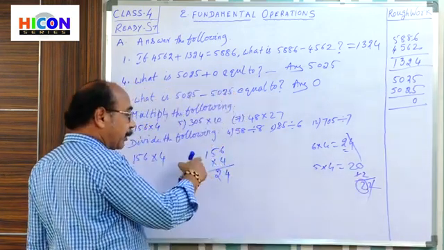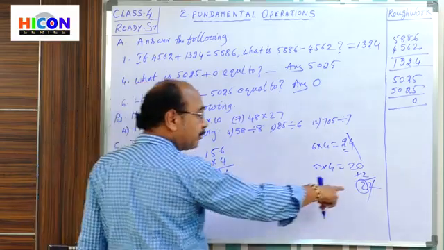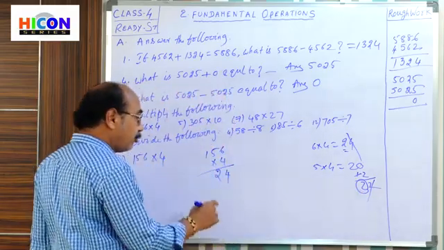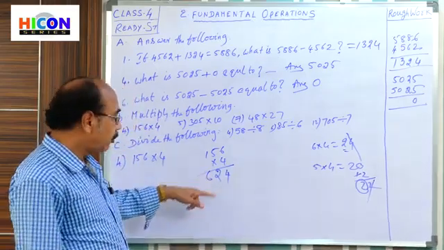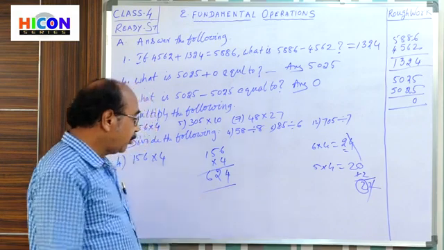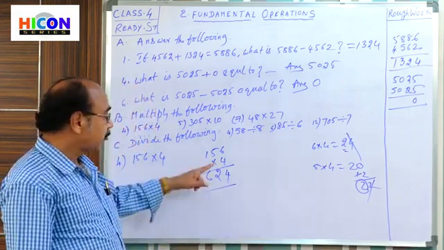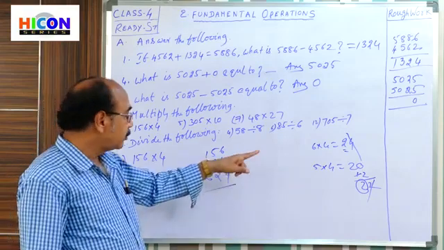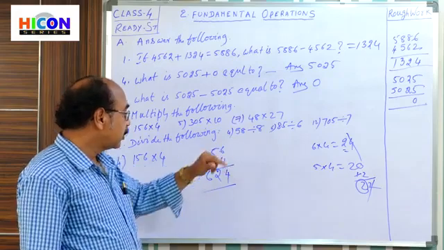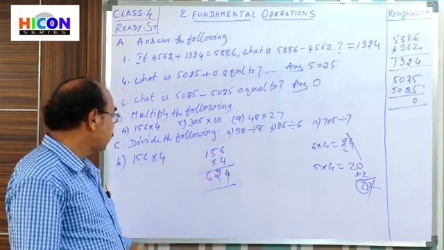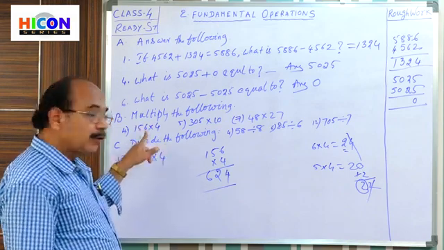Now multiply the hundreds digit with 4. 4 ones are 4. 4 plus the 2 there, 6. So 156 into 4 is equal to 624. Okay, children. 4 sixes are 24, 4 is written here, 2 is there. 4 fives are 20 plus 2, 22. And 2 is there. 4 ones are 4 plus 2, 6. 624. Like this, we do the multiplication.